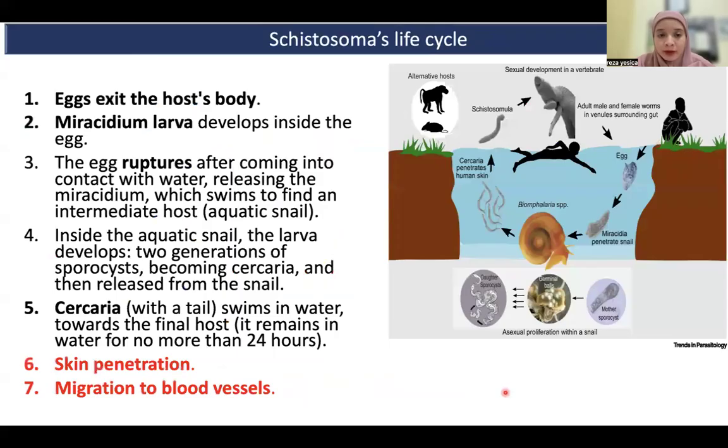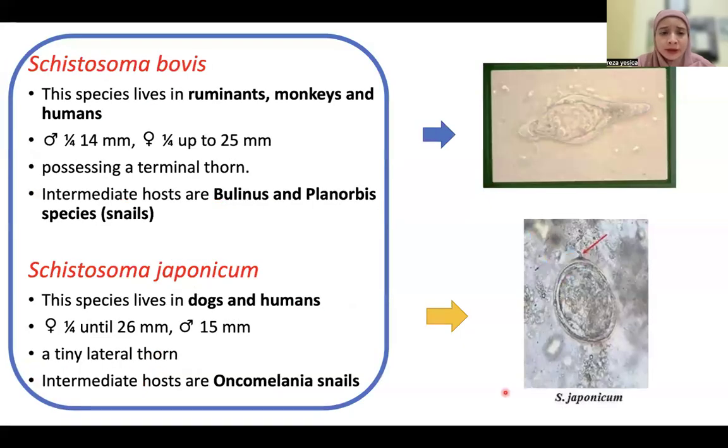This was explained before, so you can read it by yourself. These are several species of Schistosoma. We can find Schistosoma bovis in ruminants, monkeys, and humans. This is for the measure of the size of their adult forms. They possess a terminal spine like in this picture of the egg. Intermediate hosts are Bulinus and Planorbis snails.